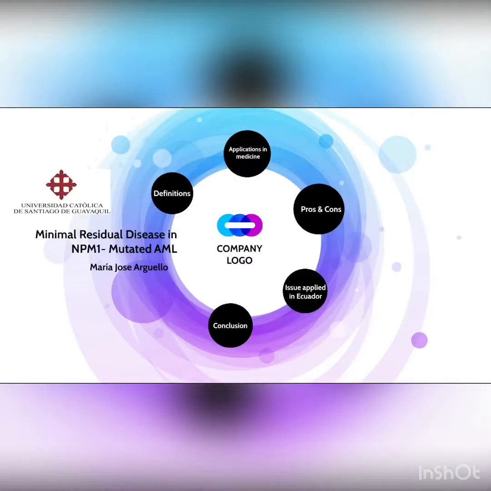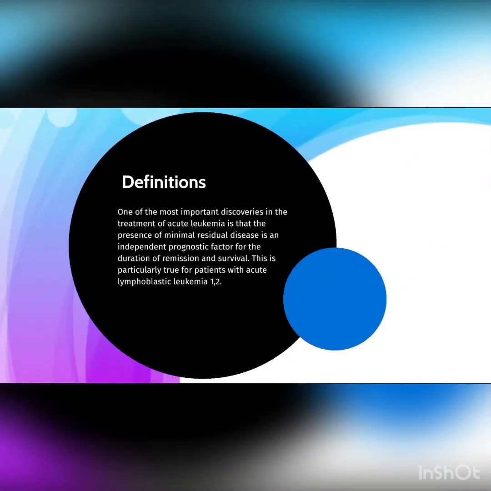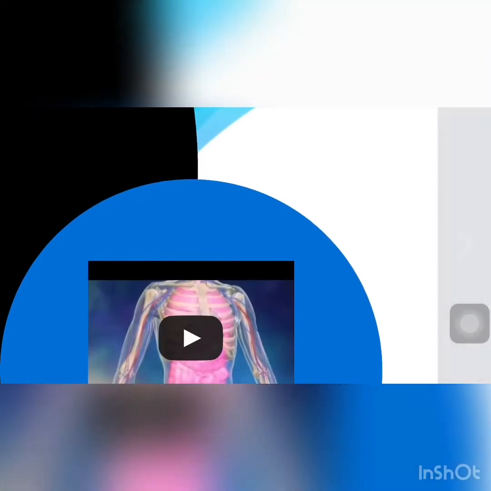Minimal residual disease in NPM1 mutated AML. Definitions. One of the most important discoveries in the treatment of acute leukemia is that the presence of minimal residual disease is an independent prognostic factor for the duration of remission and survival. This is particularly true for patients with acute lymphoblastic leukemia 1.2.